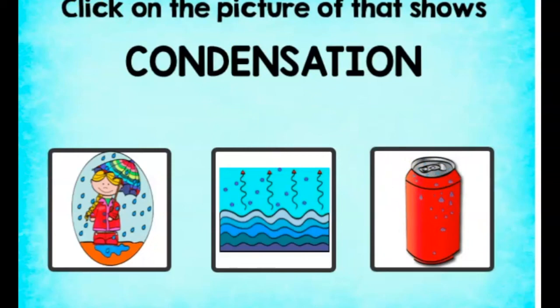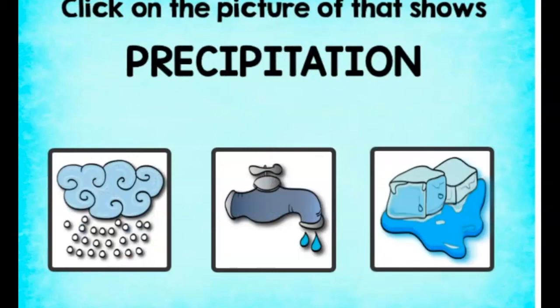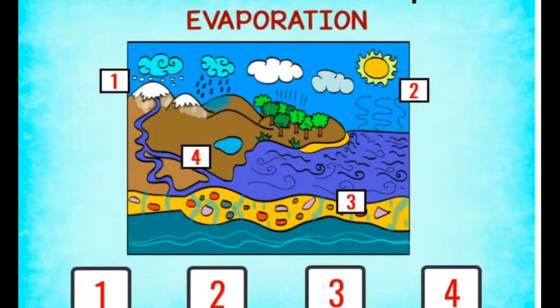Great job. Which picture shows precipitation? This should be an easy one. It's a fancy word, but we know what this one is. Which one? That's right, the rain cloud or the snow cloud. Great job. For the last question, which part of this picture shows evaporation? There are numbers next to different parts. Can you tell me the number that shows evaporation? That's right, number 2. The water coming up is evaporation. It forms the clouds during condensation, and for precipitation, it either comes down as rain or snow. Great work. I hope you had fun.